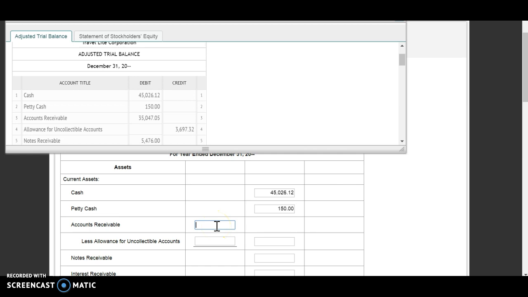Then we need to look at our accounts receivable, which is $35,047.05. And then it says less allowance for uncollectible. Remember, our allowance for uncollectible is a contra account to accounts receivable. So we're going to put in $3,697.32. It does tell us less, so that tells us we're going to subtract to get our number for this blank. So we should get a number of $31,349.73.